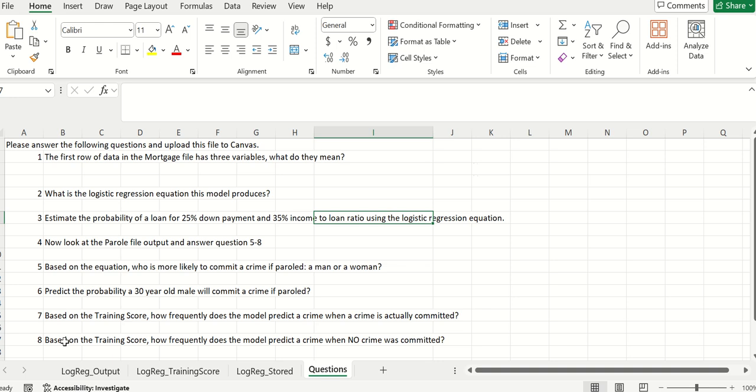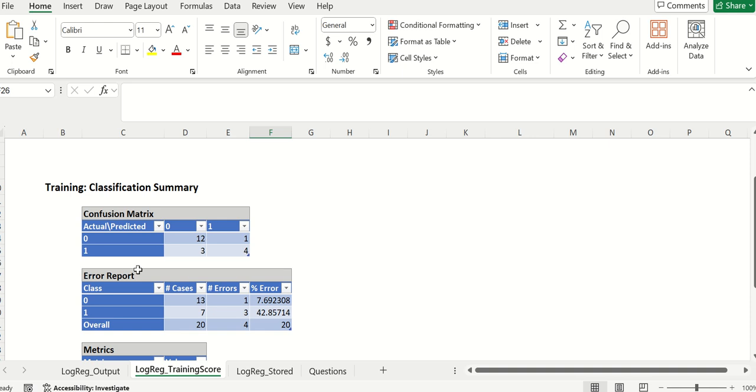Question number 8, using the confusion matrix once again, is how you're going to do it. And the reason for having these confusion matrices is that oftentimes whenever I'm building a model, I really do worry about, if I predict nothing's going to happen, what kind of an error rate do I have on it? If I predict no crime is going to be committed, I'm only wrong 7.7% of the time. However, if I predict that a crime will be committed using this model, I'm wrong almost 43% of the time.